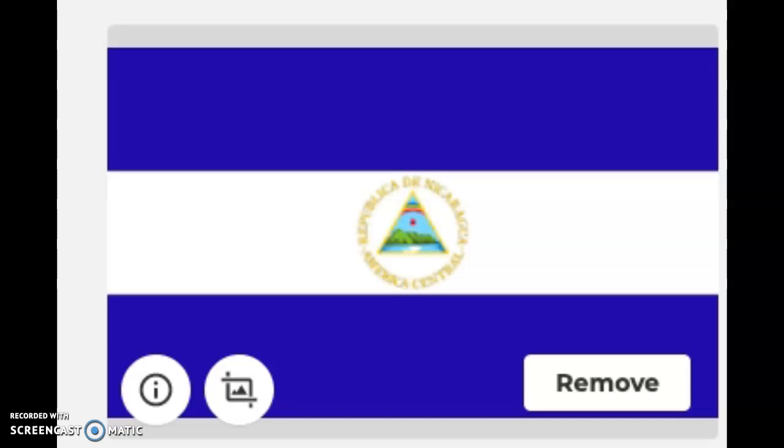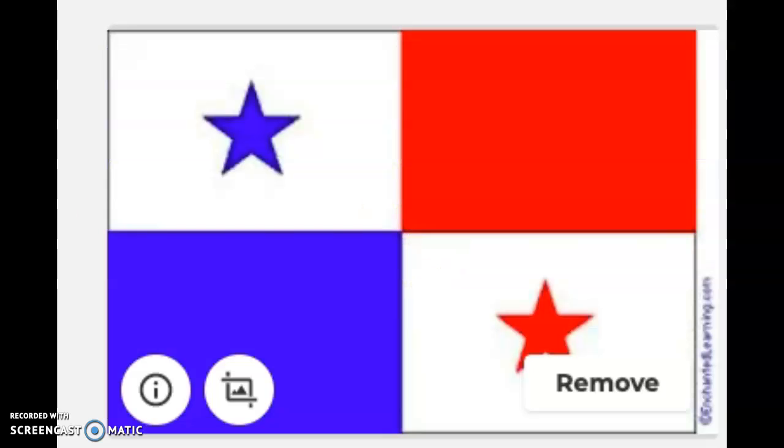Here we have Nicaragua. Now this one's a little tougher, but if you look at it carefully, the word Nicaragua is right here. N-I-C-A-R. Nicaragua. There's two flags that look almost exactly the same. They'll have the names though. This one is Nicaragua.